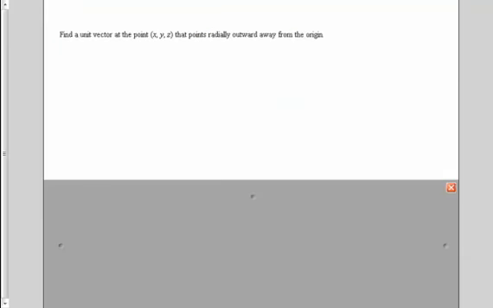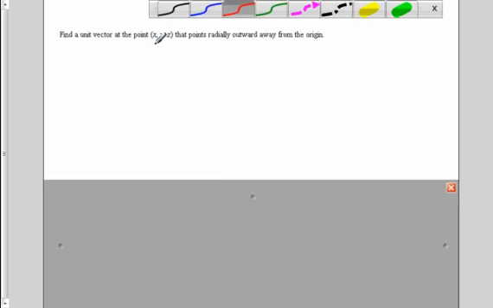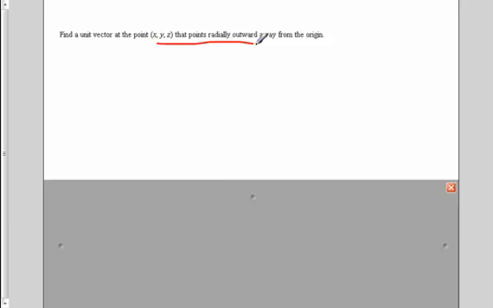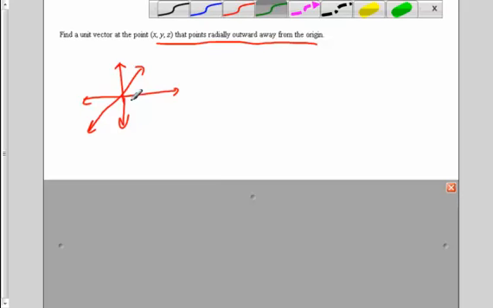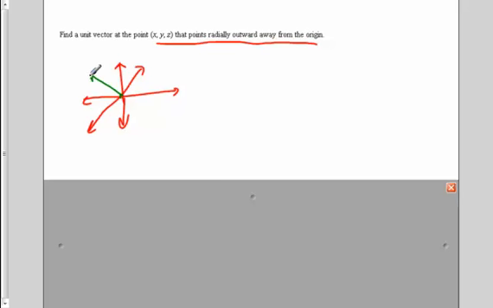Okay, so let's look at an example of a unit vector that points radially outward away from the origin. So you've got z and x and y. So you've got some vector starting at the origin, and it's pointing out radially to x, y, z. And the key thing is that it's a unit vector.